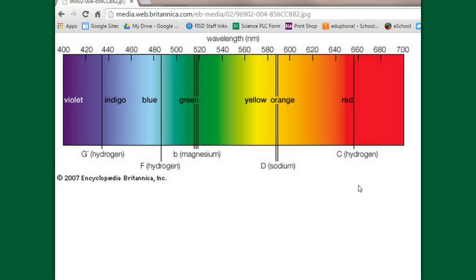The point of this experiment that we did is to show that this is the high energy end, the blue-violet end. The red-orange end is the low energy end, and that corresponds with frequency. So frequency and energy are directly related, and indirectly related to the wavelength. High frequency is low wavelength, and low frequency means high wavelength.